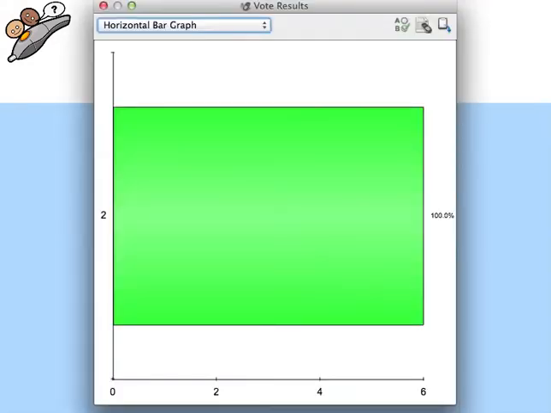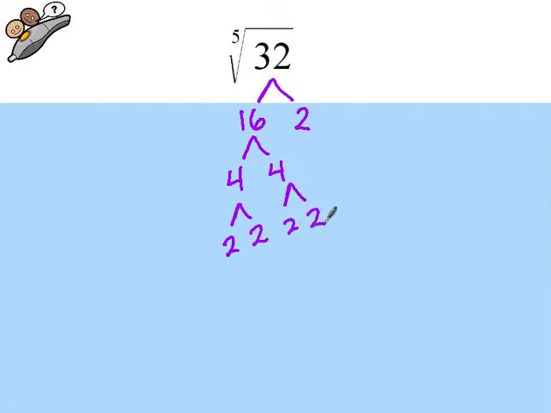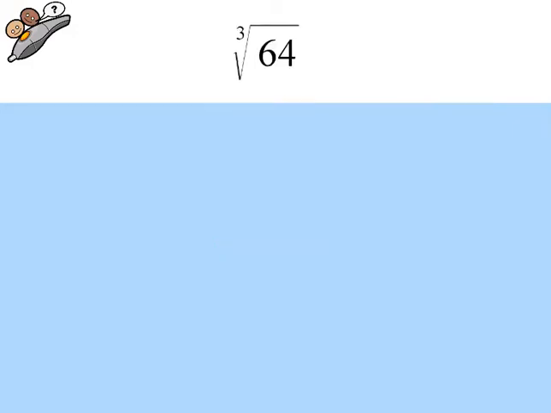Nice job. Okay, so basically, when you break this down, you can pick any 2 numbers to start with, and maybe I didn't make that clear on the previous slide. I could do 16 and 2, and then I could do 16 as 4 and 4, and then I could do 2 and 2, and 2 and 2. I could do that. Or I could do 4 and 8. Okay, and then I would break those down, and I'm going to get 5 2's when I'm done.